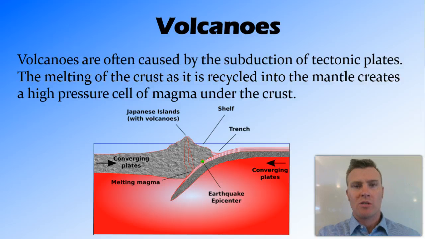Okay, firstly, what causes volcanoes? And I've talked about this before, but volcanoes are often caused by the subduction of tectonic plates. So that's when one plate goes underneath another plate. This causes the plate that goes underneath to be pushed into the hot magma in the mantle, melt, forming magma, while also creating a high pressure spot. And this high pressure eventually can burst up underneath the crust, forming a volcano.